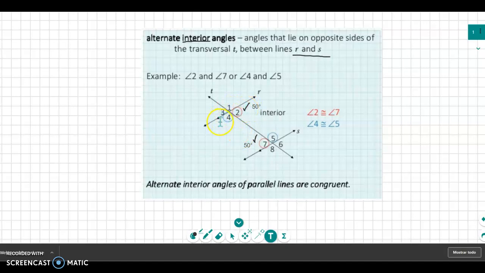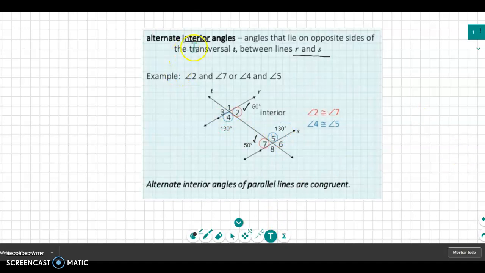Remember that for supplementary angles, if we add angle 2 and angle 4, they will be 180 degrees. So if angle 2 is 50 degrees, angle 4 will be 130, the quantity that is missing to get 180. 130 plus 50 is 180. Here it is the same: angle 4 is the same as angle 5, so if this is 130 degrees, this will also be 130 degrees.